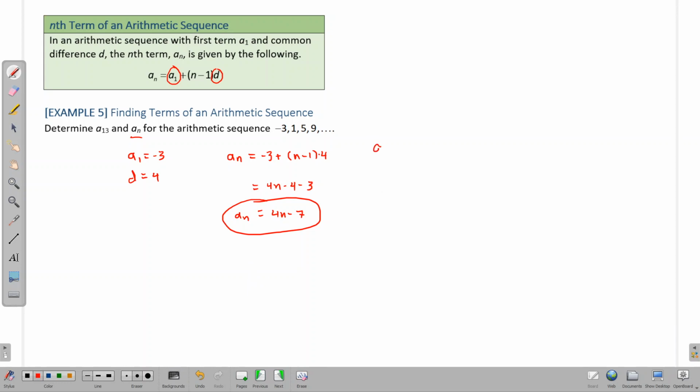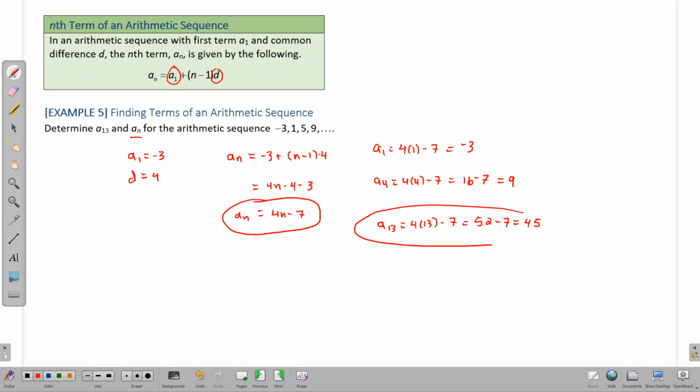Notice you can test it. If I want to see if it's working, A1, if I plug it into that, 4 times 1 minus 7, I do indeed get negative 3. If I jump to the last one here, A4, 4 times 4 minus 7, that's 16 minus 7, and that does come out to 9. So I've verified that that is the correct formula. They asked for the 13th term, so plug in, we've got 4 times 13 minus 7, that's 52, take away 7, which is 45. So all the way out in the 13th place, the value of the sequence is 45. If I needed the 50th term, I just plug 50 in here.